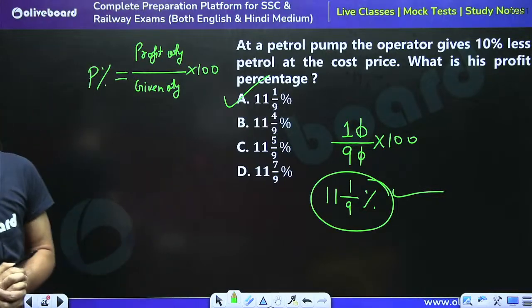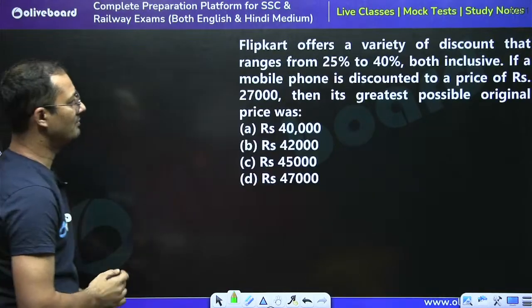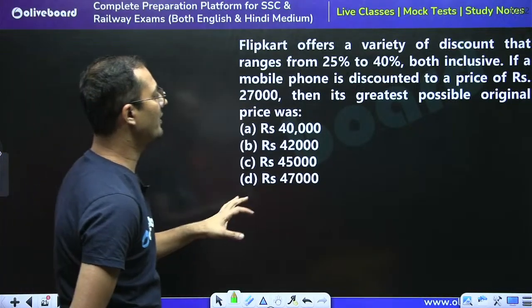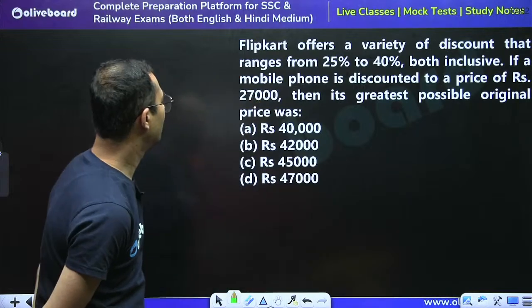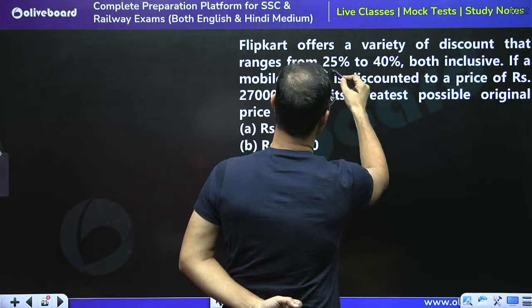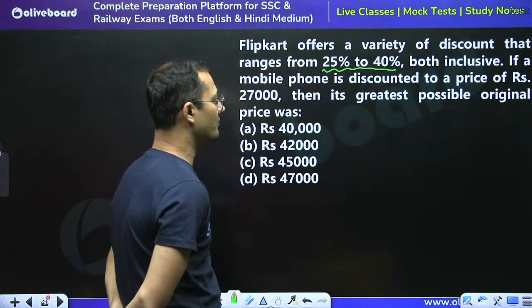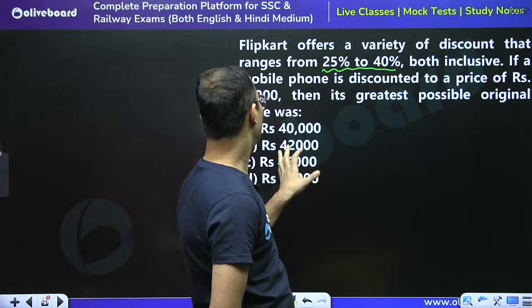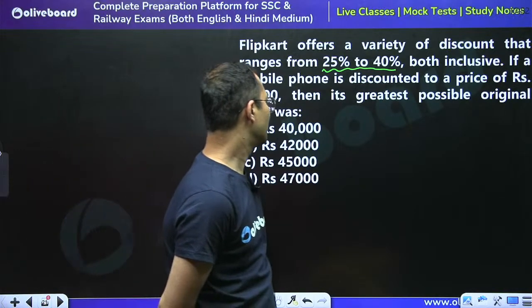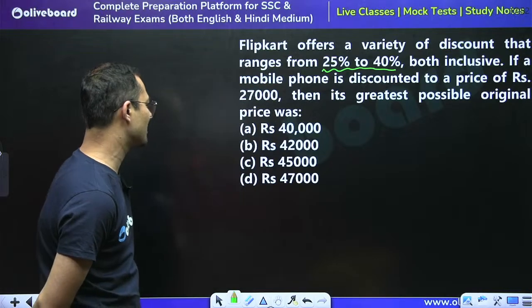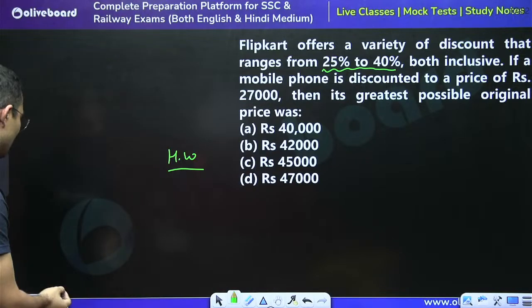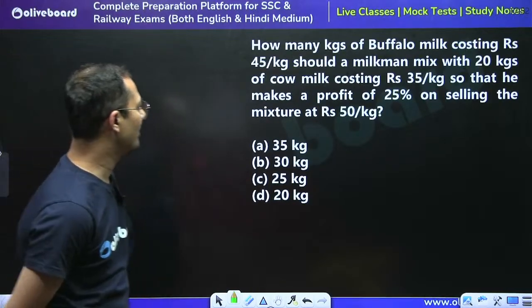Very simple, right? So moving forward, my dear friend, tell me what is the answer for this question. See, Flipkart offers a variety of discounts that range from 25% to 40%, both inclusive, right? If the mobile phone is discounted to a price of rupees 27,000, then what is its greatest possible original price? So my dear friend, this is your homework. Try this question on your own, right? This is a good question.